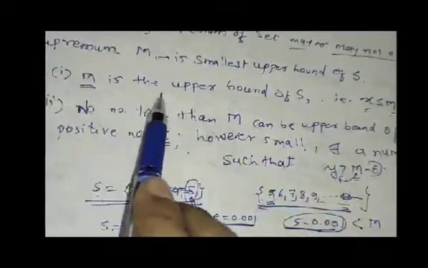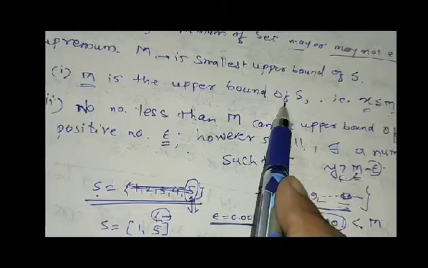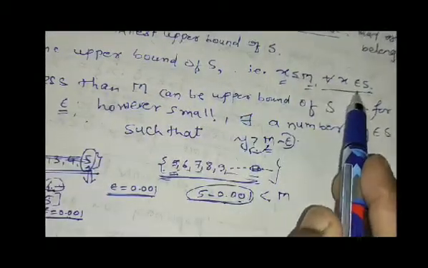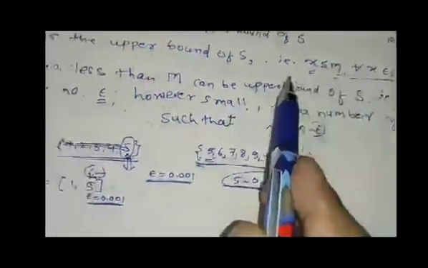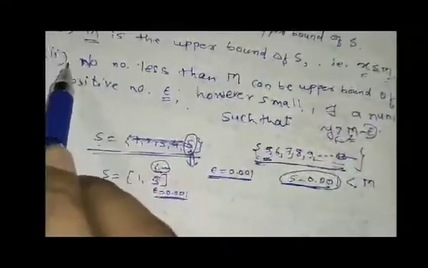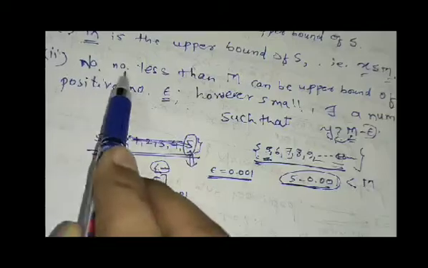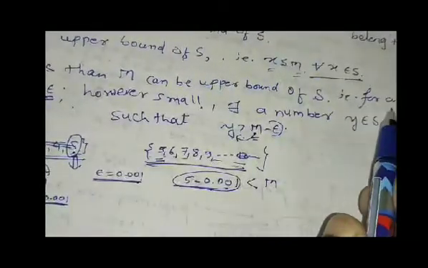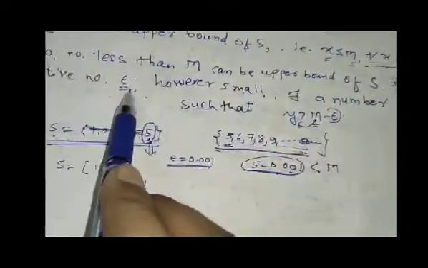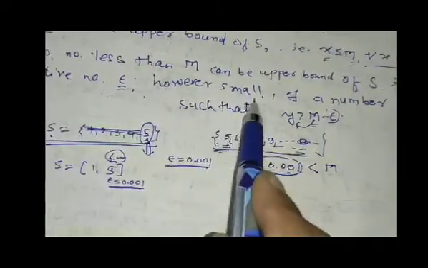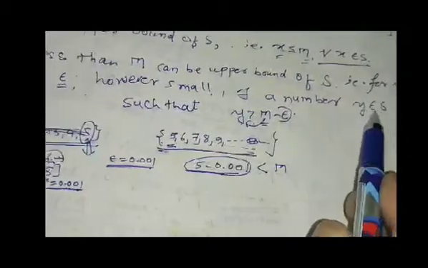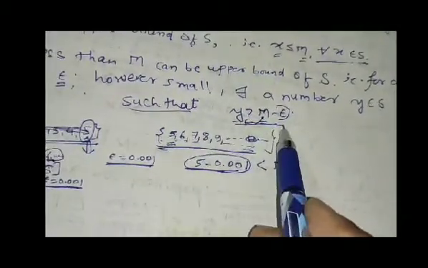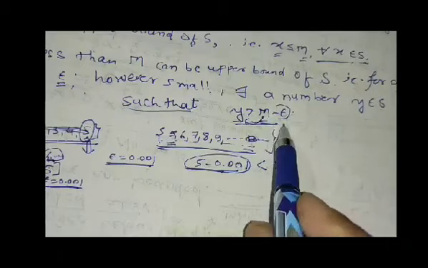One thing is that M is an upper bound of S, and all the x are less than or equal to M for all x belonging to S. Second point is that no number less than M can be an upper bound of S. For any positive number epsilon, however small, there exists a number y belonging to S such that y must be greater than M minus epsilon.